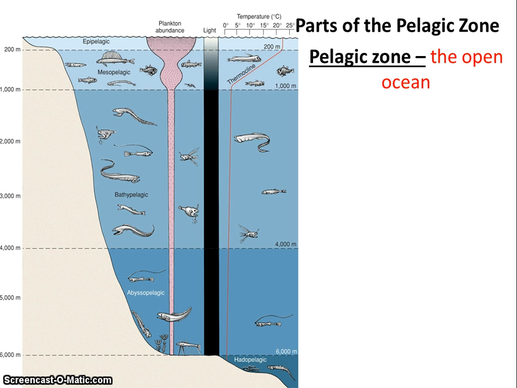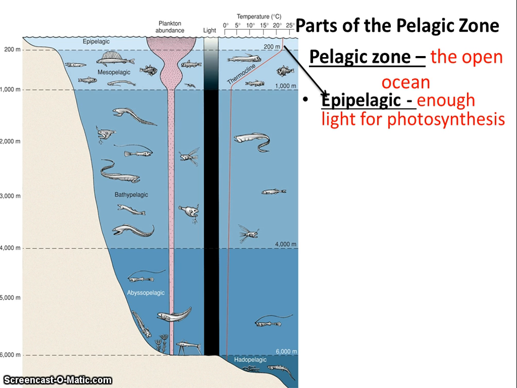First zone of the pelagic ocean, the one all the way up on top, is known as the epipelagic. What makes that zone a zone is that it's the only zone with enough light for photosynthesis. Very, very important, and a little bit misleading in this diagram. I understand that there are no fish in this area. There are no pictures of fish, but that does not mean there are no fish on the surface of the ocean. There are more fish up here than anywhere else in the ocean.